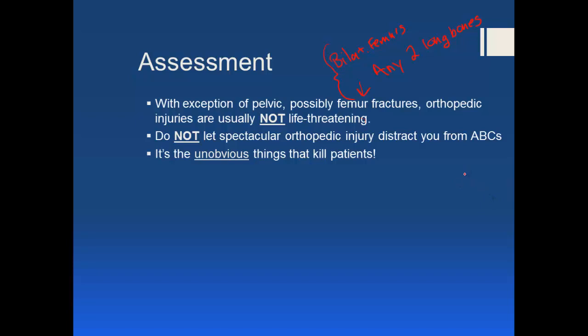So don't let the spectacular orthopedic injury distract you from the ABCs, because it's the unobvious things that kill the patients. Maybe they have a really mangled broken arm, and you're so busy with that you don't recognize that they have a rigid, distended abdomen and they're bleeding internally. So don't worry so much about the orthopedic injury. Notice it, note it, and then do your primary assessment like you should. Come back to the orthopedic injury when you get a chance.